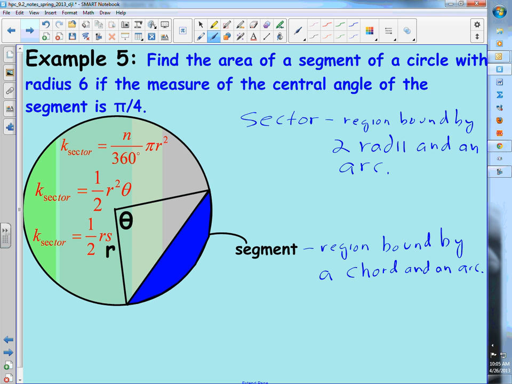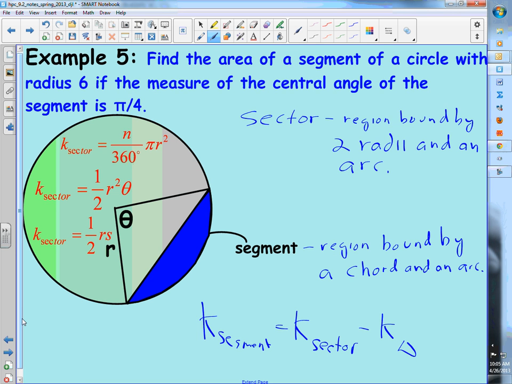How are you going to find the area of a segment? The area of the sector minus the area of the triangle. For a lot of you, you pick up the piece of pizza, that's the sector. You eat the piece that you like, and whatever's left is the segment. So you eat the good stuff and you leave the crust.